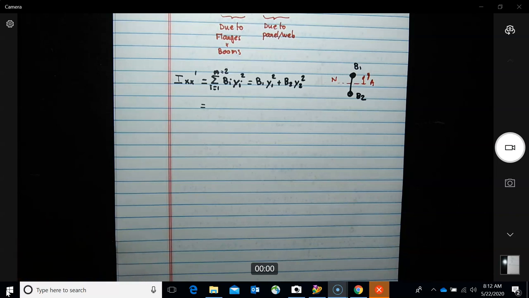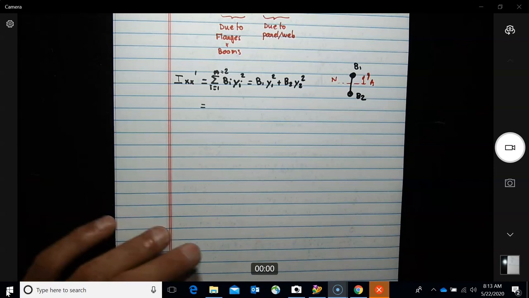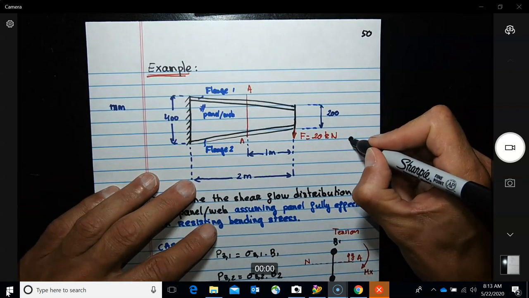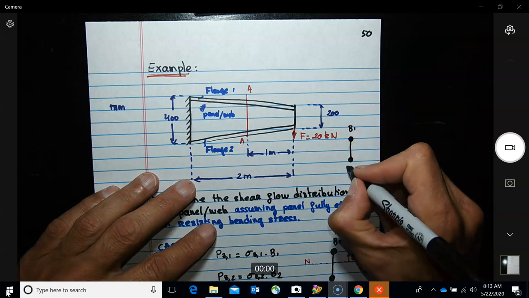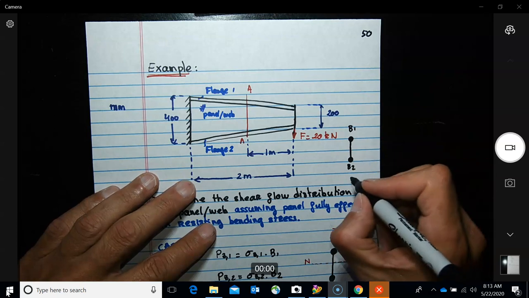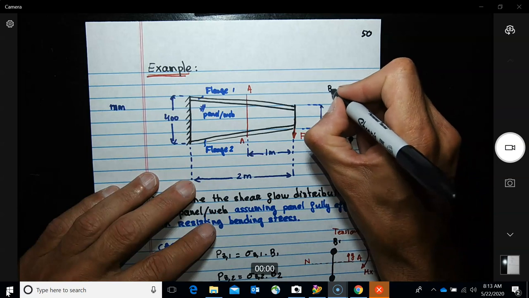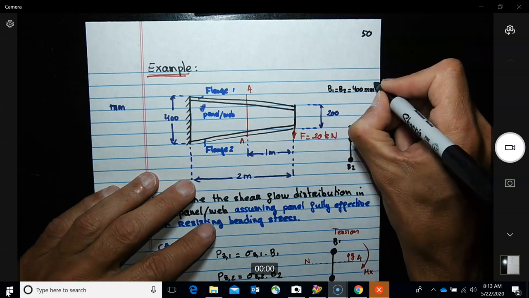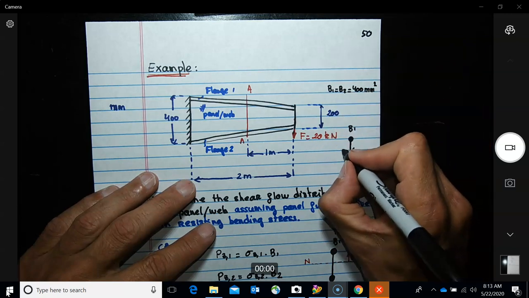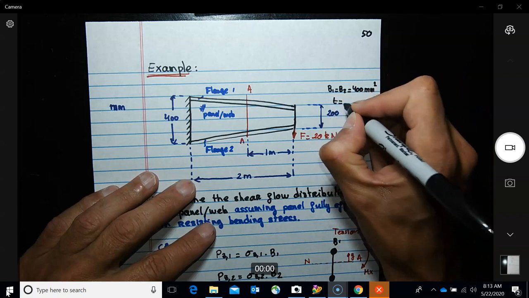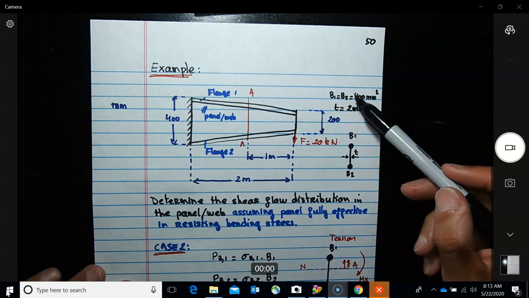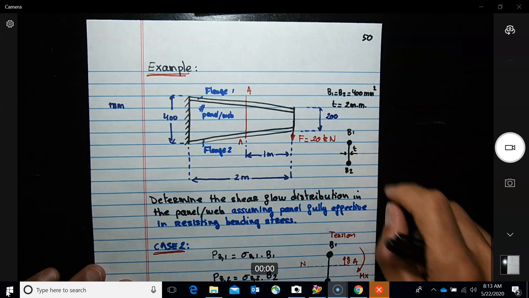I guess I forgot to give you something here on the problem statement. Let me go back. Yeah, I forgot one thing on the problem statement. Sorry for that. In this figure over here, I forgot to put that we have B1, B2. So we have that B1 equals B2 is equal to 400 millimeter square, and that the thickness t of the web panel is equal to 2 millimeters. Okay, from the idealized class, from a structures one, you should have learned how to calculate B1, B2, okay? Here, I just give it to you to save some time. Sorry to forget that information.